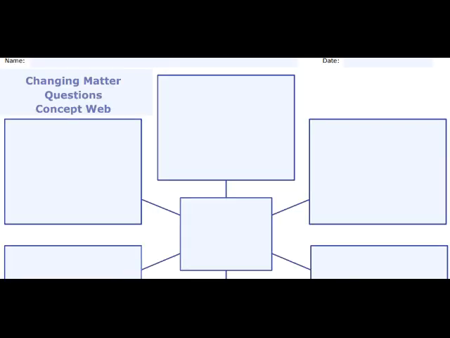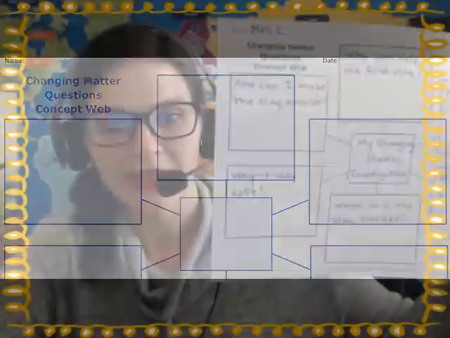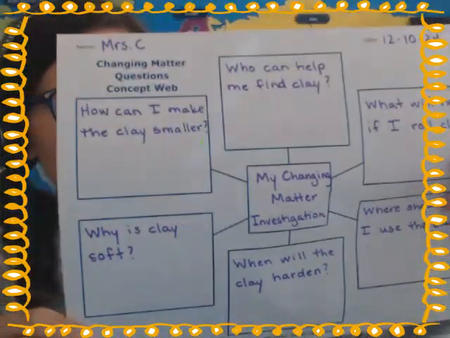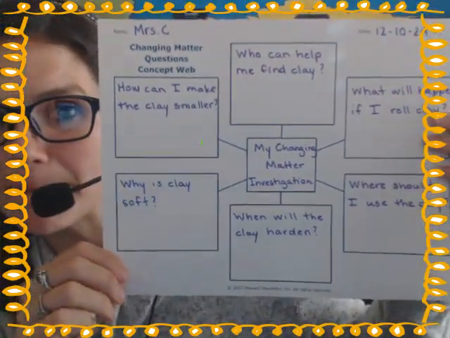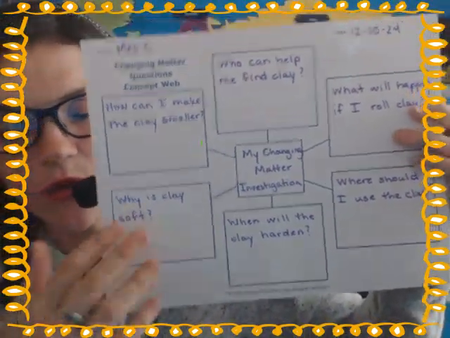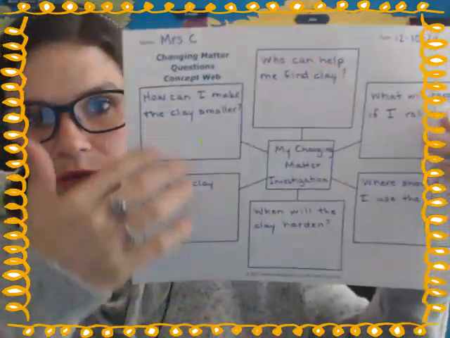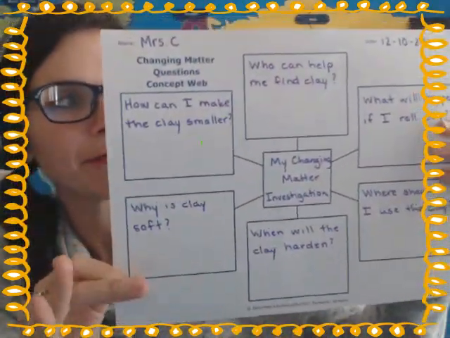All right, so this is what the worksheet looks like when you print it out. This is a concept web. It's already titled for us, so that's nice. In the center, we're going to want to give our center box a title as well, though, that talks about what we are talking about or asking about today. So here's my example. In the center box, I wrote, my changing matter investigation. So all of these questions have to do with how I am investigating matter.